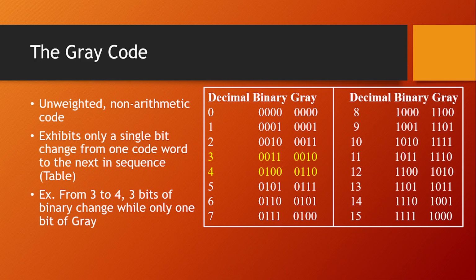It exhibits only a single weight change. When we are going from one binary number to another 4-bit binary number, we will find that there may be 1 or 2 or 3 or 4 digit changes. For example, when we are going from 4-bit binary 0000 to 0001, you will find that one digit has been changed.